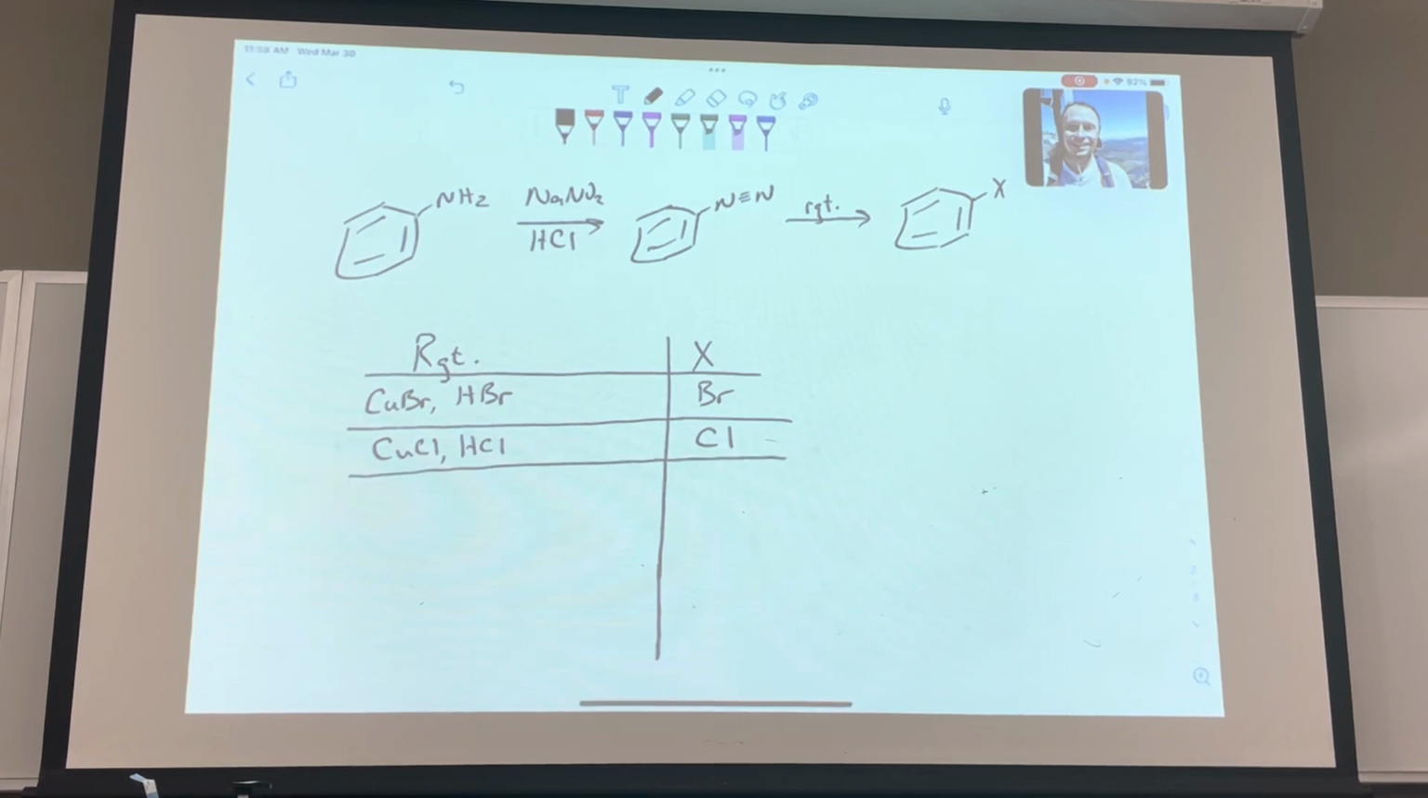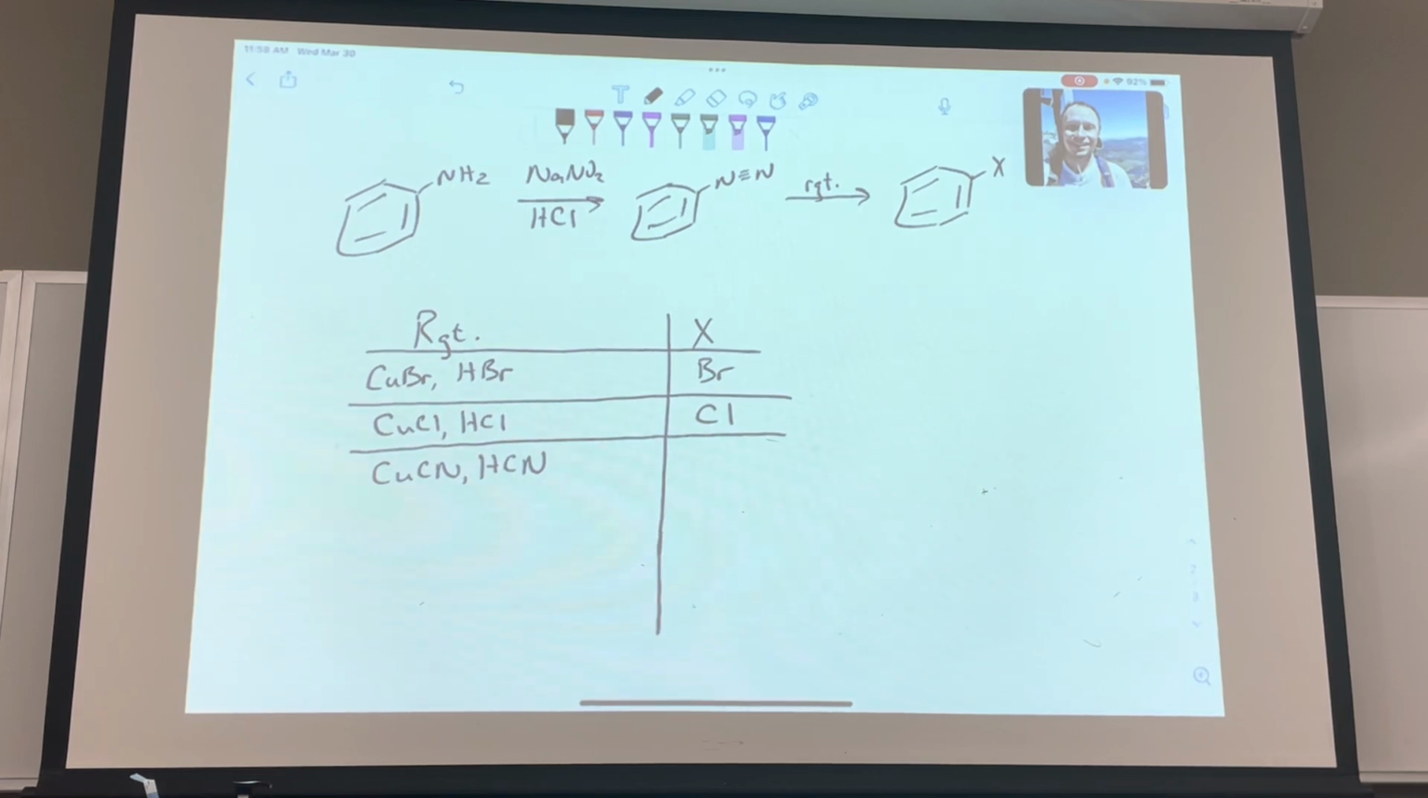Group these guys together. They're a little bit different from each other, but you'll see the reason why. But you can do the same thing with copper cyanide and hydrocyanic acid. That'll put a nitrile on the ring. The reason I group these three together is because they are all reactions involving copper salts. And these collectively are known as Sandmeyer reactions.